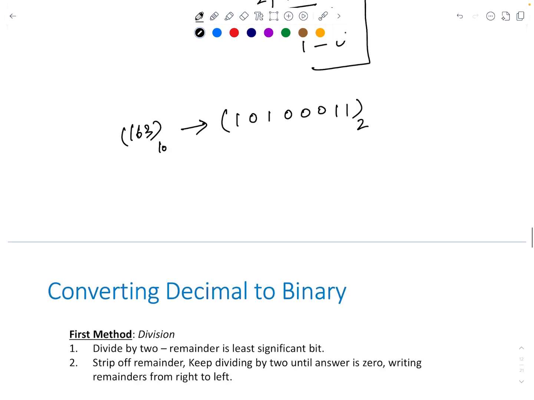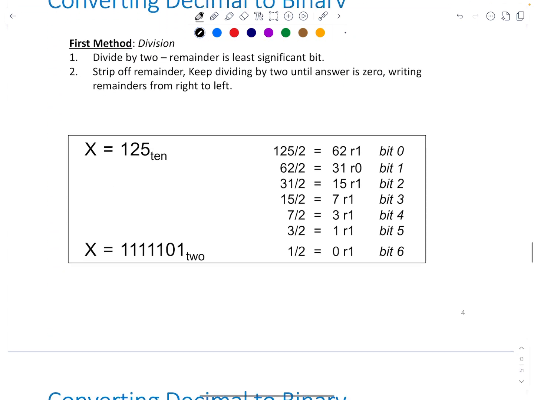Here again, I just explained that in my slide. I just walked through it with you. In this case, it's 125, so 125 divided by 2 is 62. This is the long division way that they are trying to do, dividing by 2.